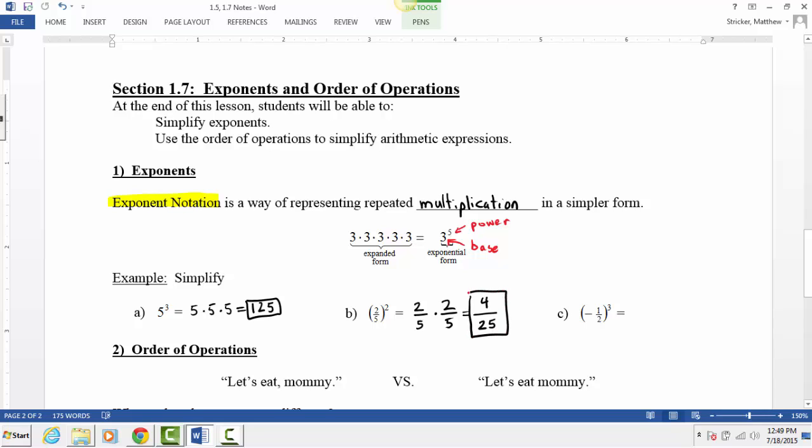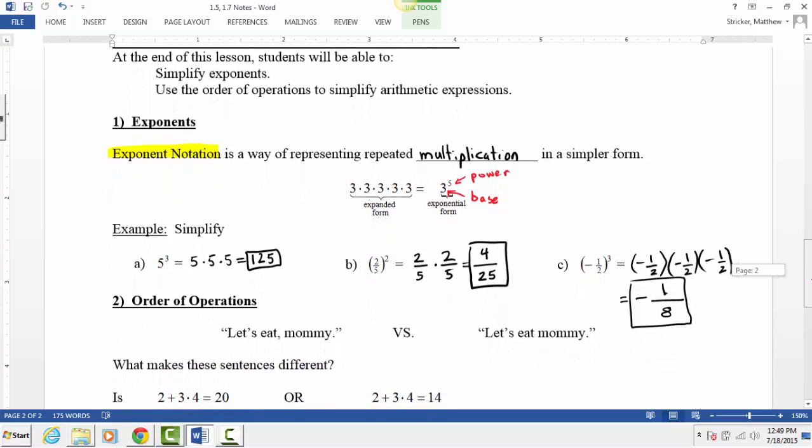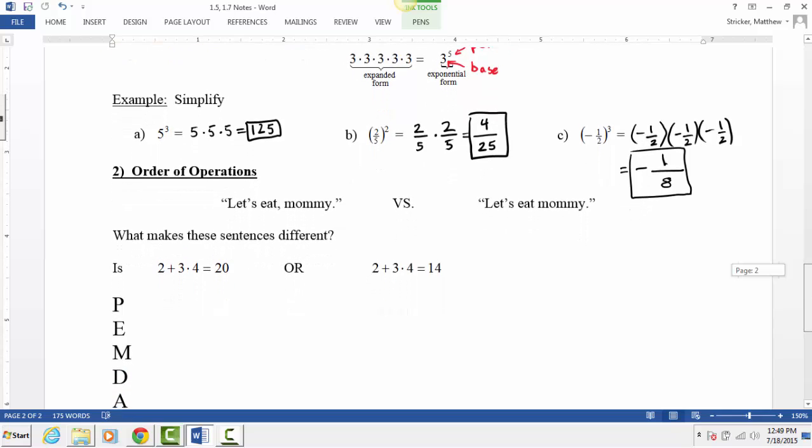And then one more, this is negative 1/2 to the 3rd, so this means negative 1/2 times negative 1/2 times negative 1/2. If we multiply 3 negatives, our answer will be a negative, and multiply across on the top. 1 times 1 times 1 is 1. Over the bottom, 2 times 2 times 2 is 8. So this is negative 1/8. Alright, so it's just a little review of exponents. Now we can move on to order of operation.